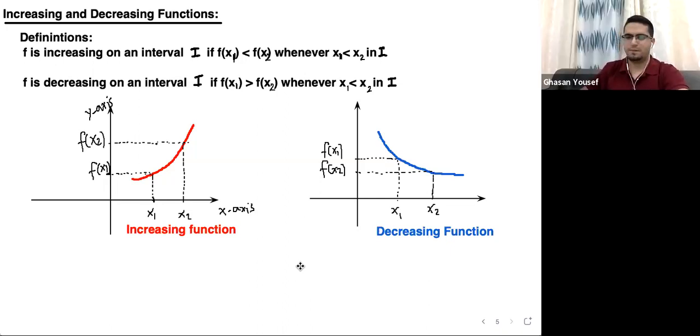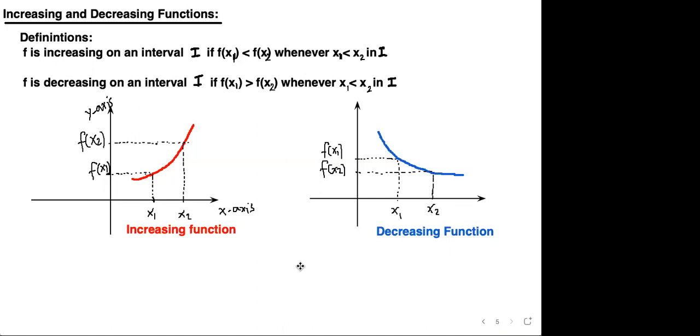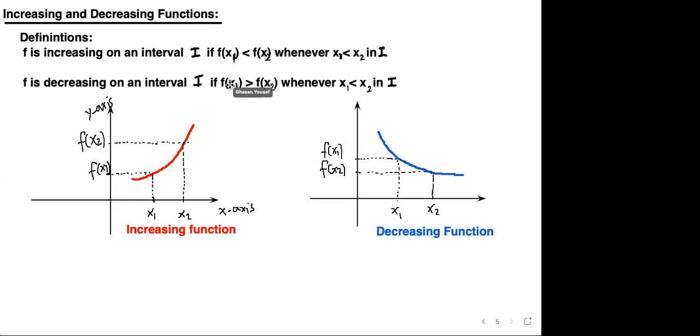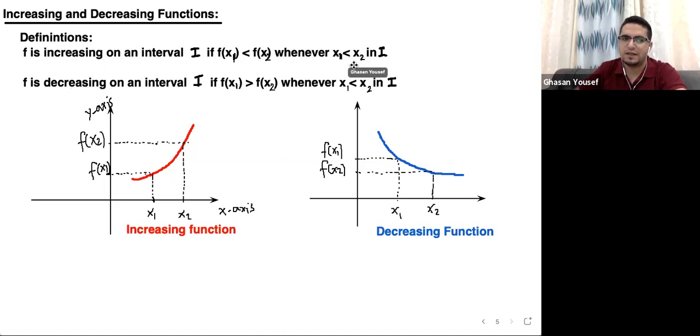For the second definition, shouldn't it be x1 is greater than x2? For the second definition, because it's decreasing, x2 is greater than x1, right? But after we plug into the function, we're going to see the inverse. I mean, f of x2 is less than f of x1. Oh, okay. Because the function is decreasing. But for increasing, it's the same direction. x2 is greater than x1, and also f of x2 is greater than f of x1.